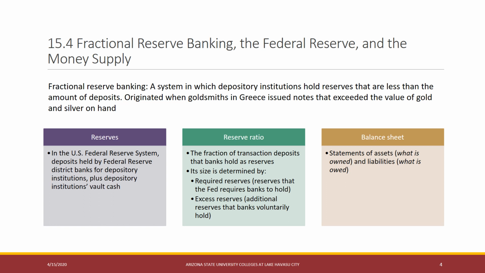First, about fractional reserve banking. It is a system in which the depository institutions hold reserves that are less than the amount of deposits. As early as 100,000 BC, uncoined gold and silver were used as money, and it originated when the goldsmith in Greece issued notes that exceeded the value of gold and silver on hand.